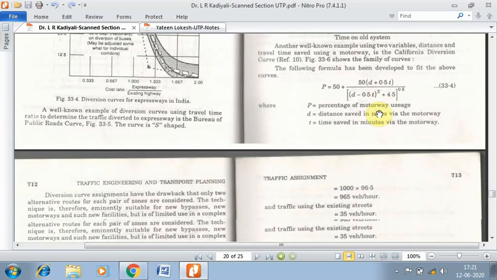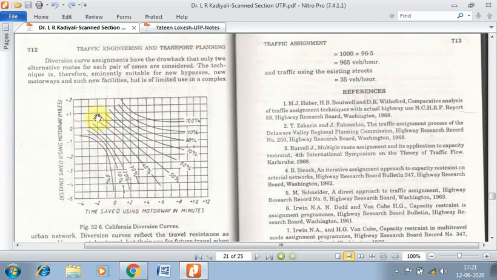Apart from this curve, a similar curve can be developed depending upon two variables, say distance and travel time, which was formulated by the California diversion curve, right? To develop such a curve, you will have to use this equation, just like how we used here. And these are some of the curves which were developed by the California Bureau.